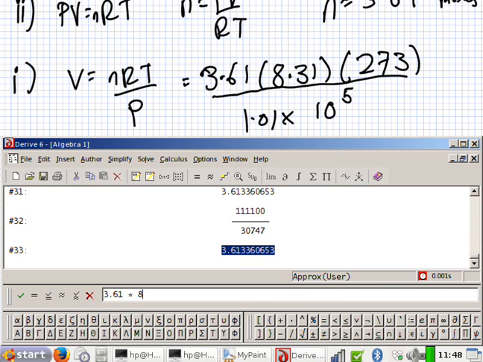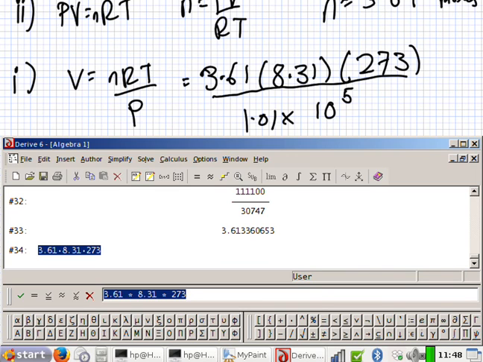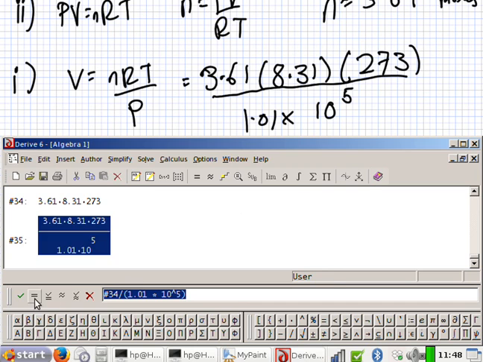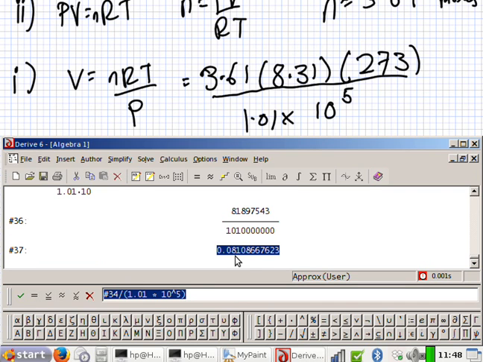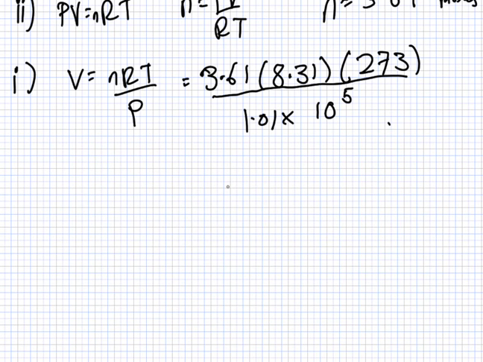So if I just type that in, 3.61 times 8.31 times 273 divided by 1.01 times 10 to the power of 5, 0.0811 is what I got. Yeah, I'll just leave it like this. This is fine.